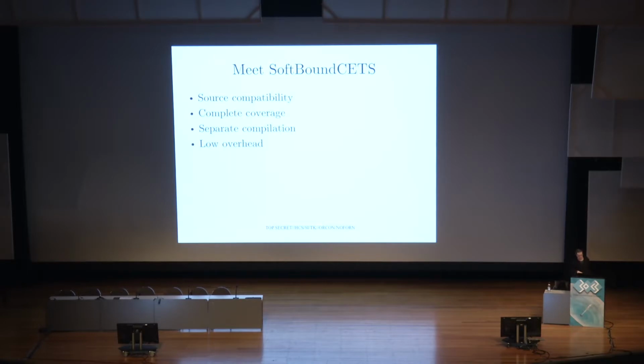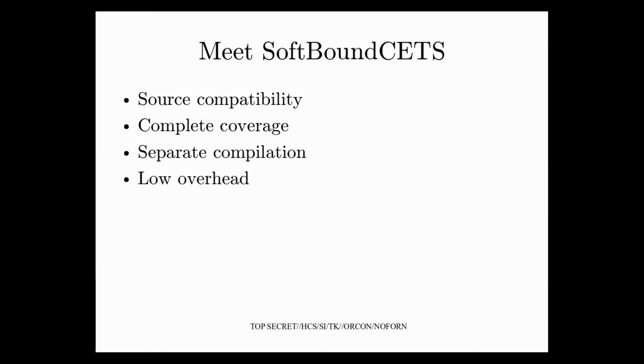Yeah, so the advantage you get is source compatibility. With some of the competing projects, you had to start modifying your C code in order to get it to compile with the tool. It gets complete coverage: it actually catches 100% of your memory safety problems. It supports separate compilation, so you can compile a library and link it against your main executable like you're used to, instead of having to compile all your C code at once. And it's got a low overhead.